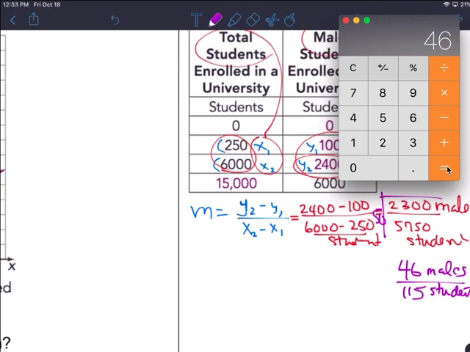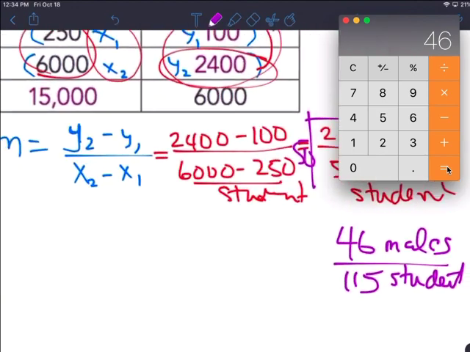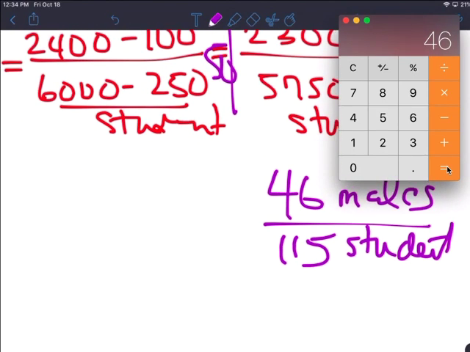Should equal the same amount. Should be two over three. It's 2 over 3.